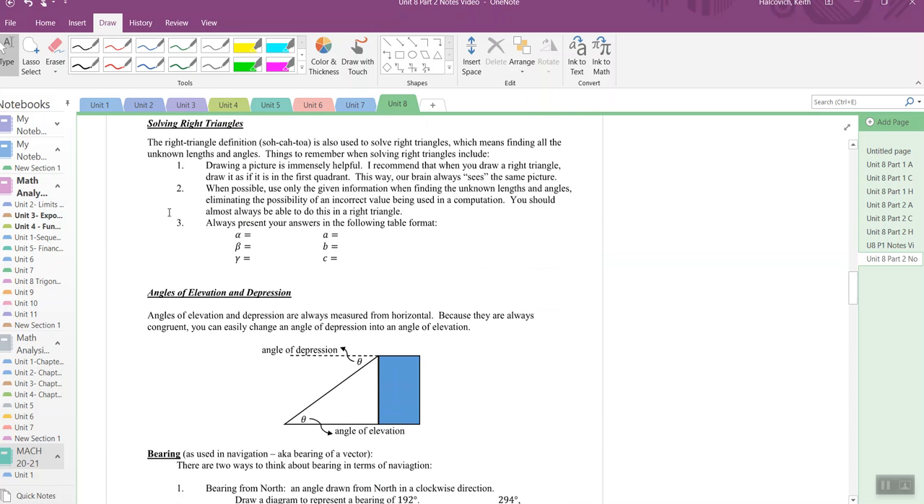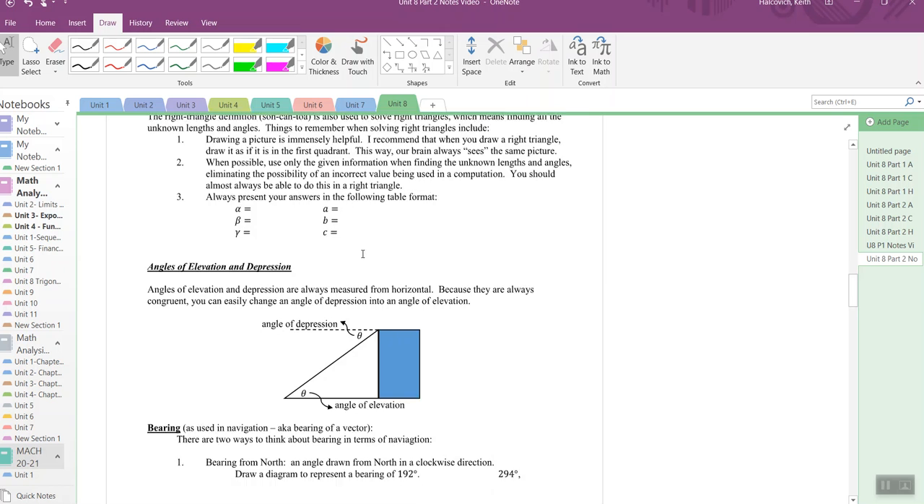When you're solving right triangles, you can use the right triangle definition, SOHCAHTOA, to find the unknown lengths and sides. Draw a picture, and that's number one. When possible, use only the given information because that's not rounded. So remember, we're going to round our answers, if there are decimals, to 3 decimal places. If you use the non-given information and it's rounded, then your answers could be off. And always present your answers in the following table.